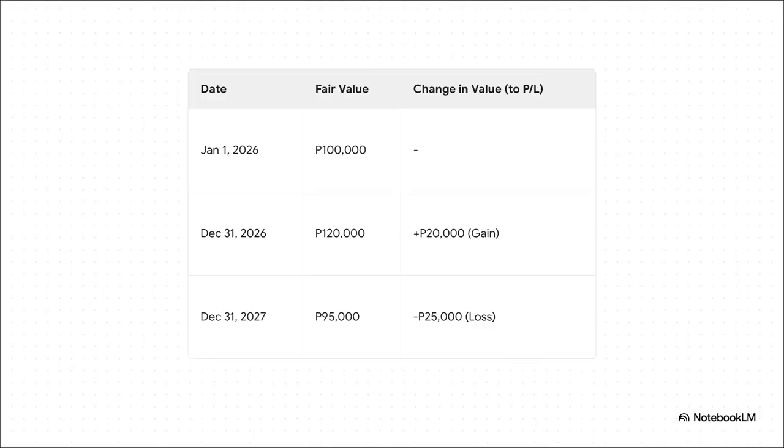Let's just walk through this real quick. The company buys stock for 100 grand. By the end of the year, it's worth 120,000. That 20,000 peso jump is an unrealized gain that boosts that year's profit. But then the next year, the stock's value falls to 95,000. So you compare it to the last value, the 120K, and that's a 25,000 peso drop. That becomes an unrealized loss on the income statement. It directly shows the market's mood swings in your financials.